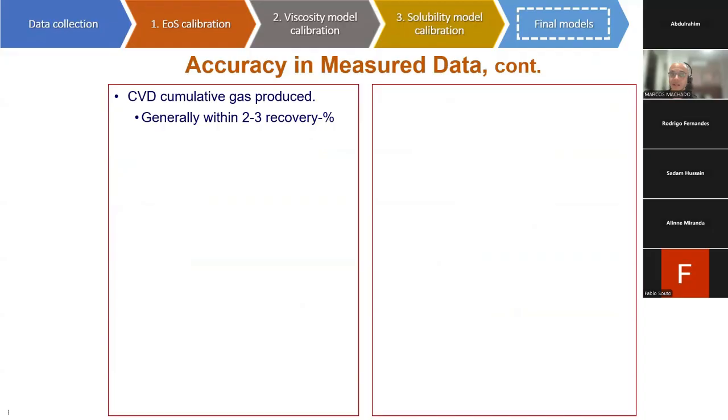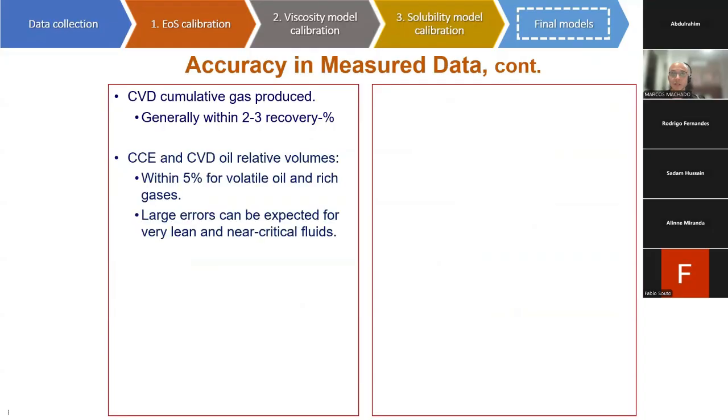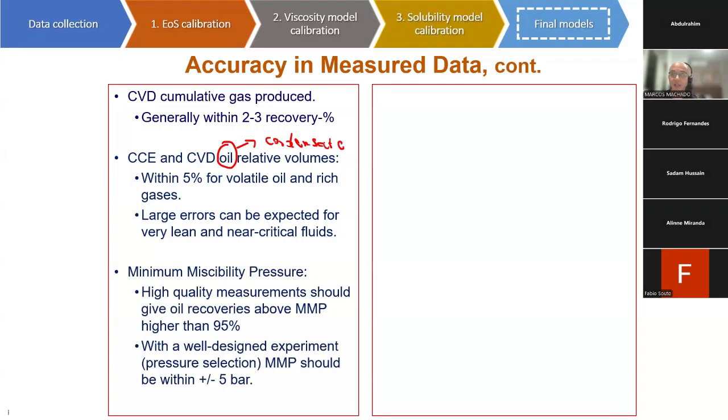Gas CVD and gas recovery, 2 or 3% of tolerance. Oil BO in condensate BO. This oil in this case is condensate, okay? It's the oil generated during the depletion of the gas reservoir. It's the condensate. 5%. It's very hard sometimes to match this data. Condensate gas is challenging. Condensate gas is very challenging, okay?